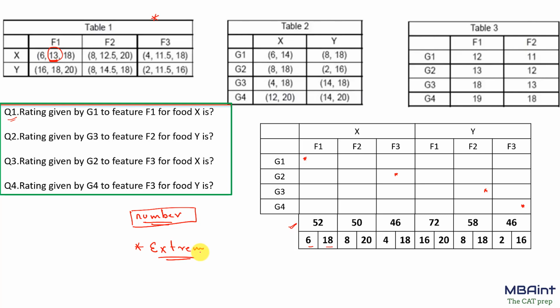Now if you look into this table, what is the extreme value that we can see? The extreme value you can see is 19. The average itself is 19. We know the highest number would be 20. So this is the extreme value. And what is this 19?